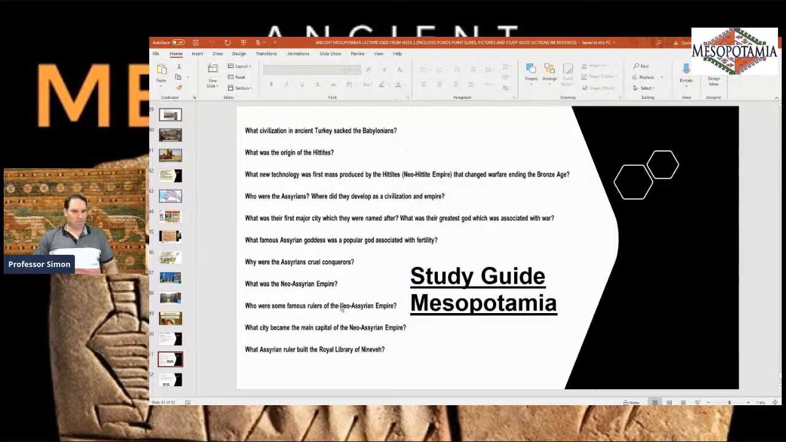Who were some famous rulers of the Neo-Assyrian Empire? Well, I told you there was Sargon II. He was considered one of their greatest rulers who reigned in the 8th century. He was the founder of the Sargonid dynasty, which was a dynasty of like about 6 Assyrian kings, including Sennacherib, and I told you about Ashurbanipal, who was probably one of the most famous later.